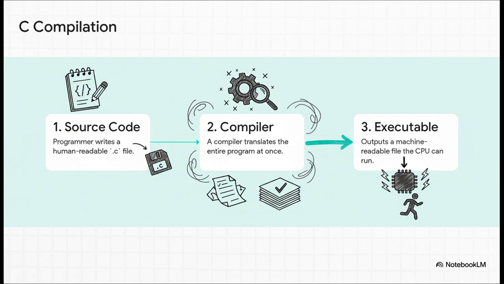Let's take a classic compiled language, C, as an example. The process is pretty straightforward. First, you write your code in a text file that a human can read. Second, you feed that whole file to a compiler. The compiler checks everything and translates it all at once, creating a brand new, standalone program. That final file is pure machine code, ready to be run by the CPU as fast as possible.